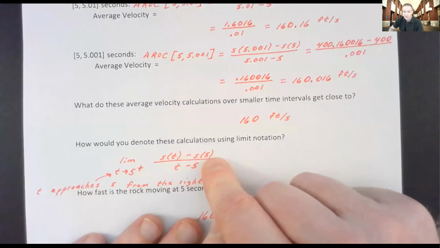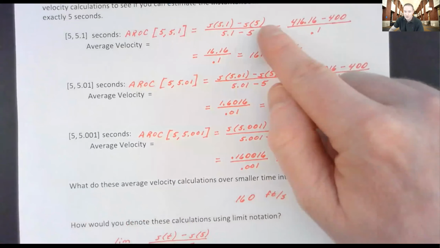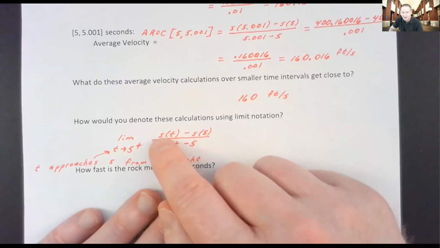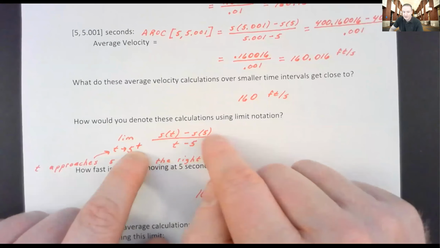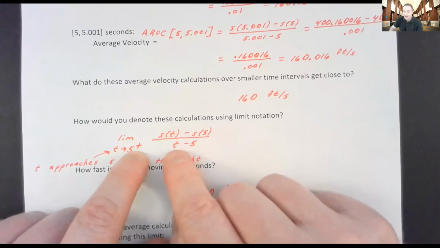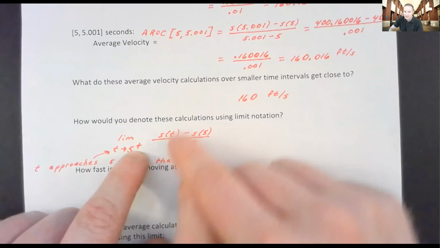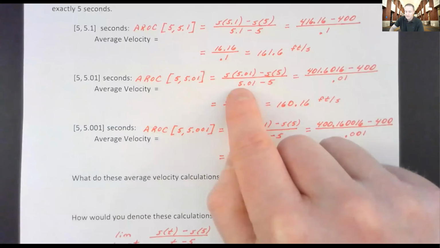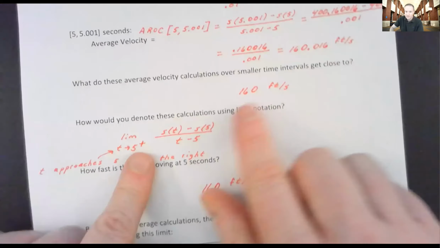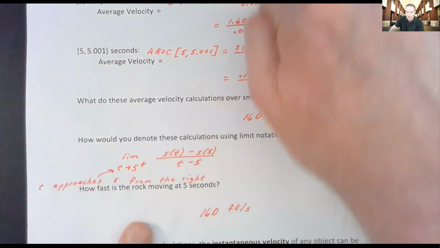Well, my second value is always s of 5. Notice it's consistent in there. I always subtract the beginning position, which is always s of 5. So my ending position is evaluated at a value of t that's getting closer and closer to 5, minus the position at 5, over my time differential, which is again going to be t minus 5, as that value of t is getting closer and closer and closer to 5. It started at 5.1, 5.01, 5.001. So please notice how this limit notation represents what we've done up here.